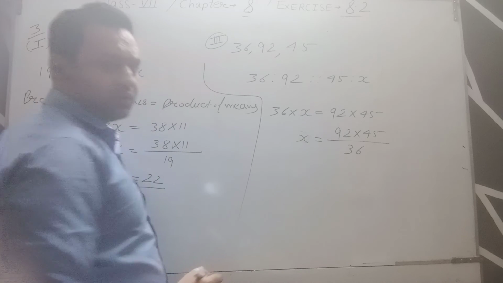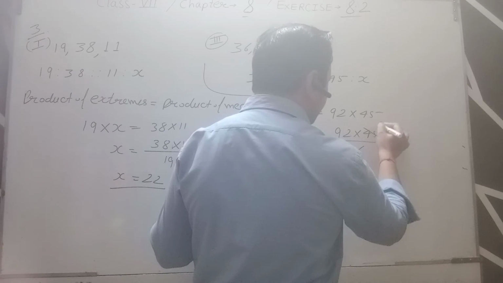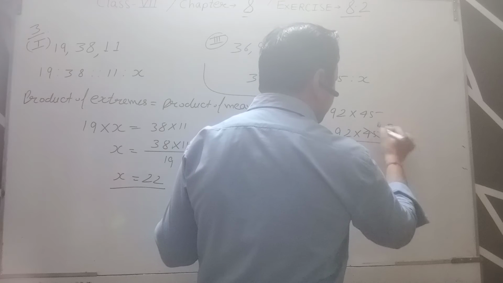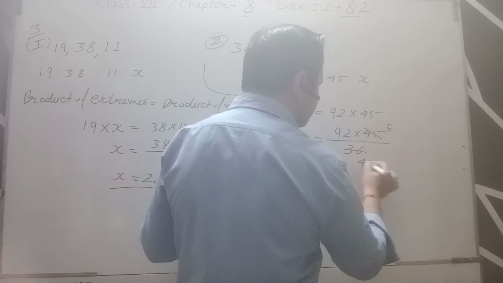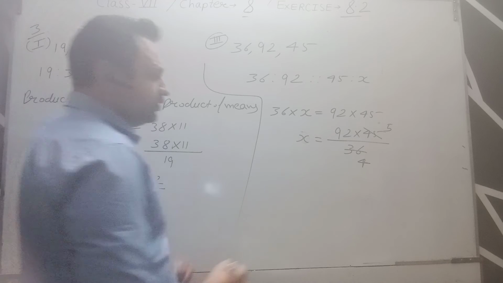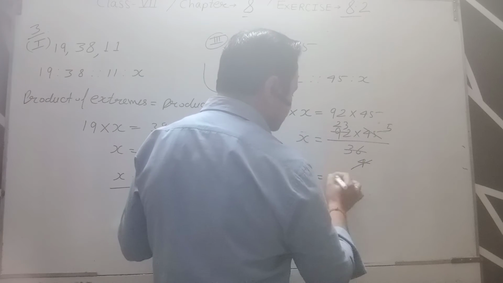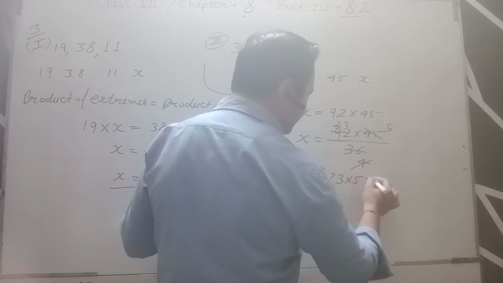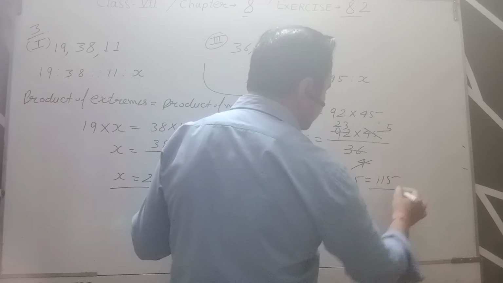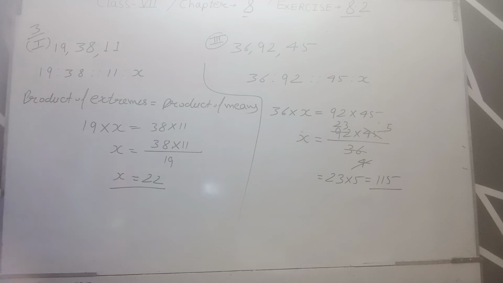Now for the calculation, 45 and 36 both are divisible by 9. 9 5s are 45 and 9 4s are 36. And 92 is divisible by 4. 4 2s are 8, 4 3s are 12. So 23 multiplied by 5, and the value is 115. So the fourth proportion is 115. Similarly, you can do its remaining parts. It's very simple. Just note down.